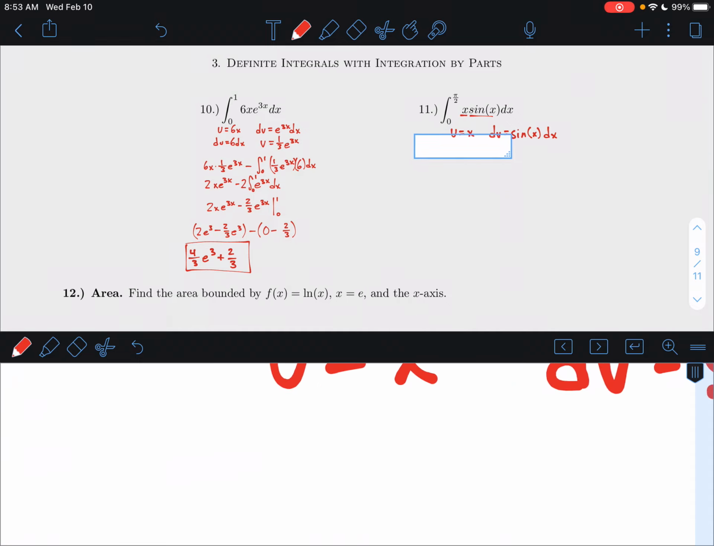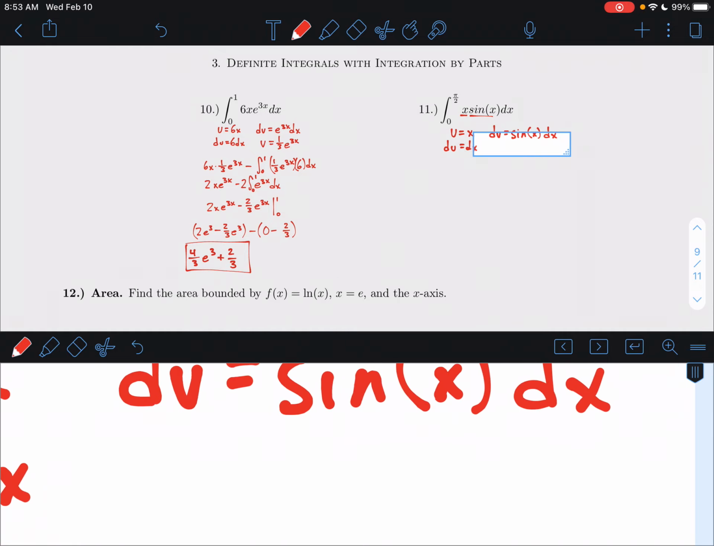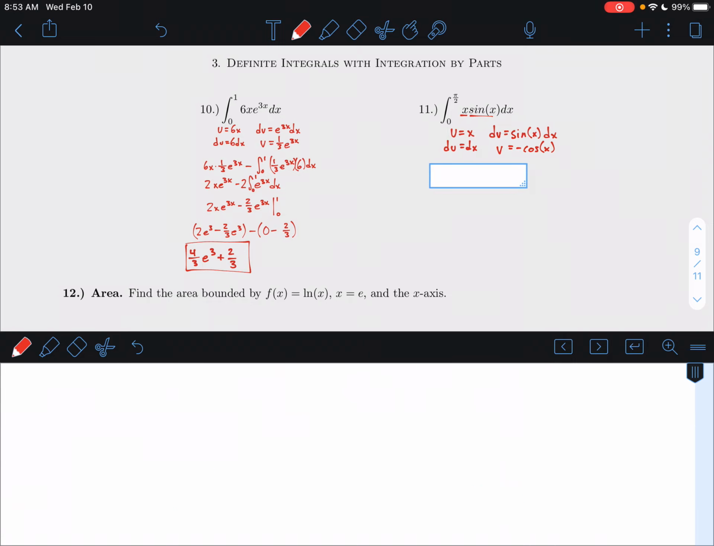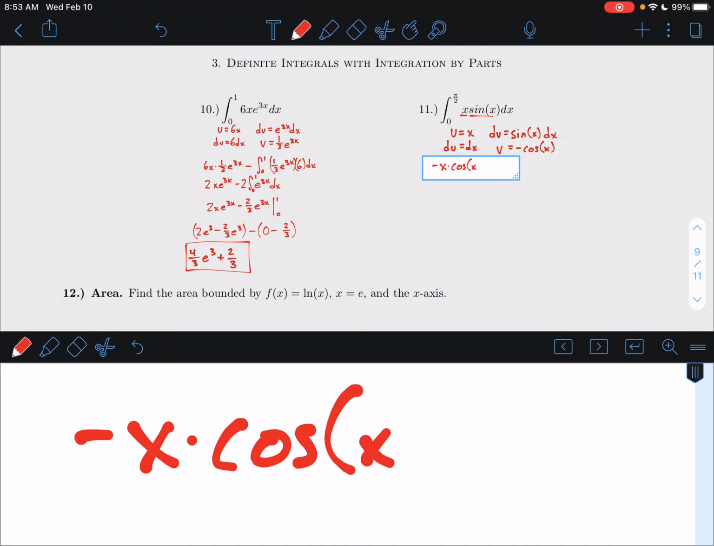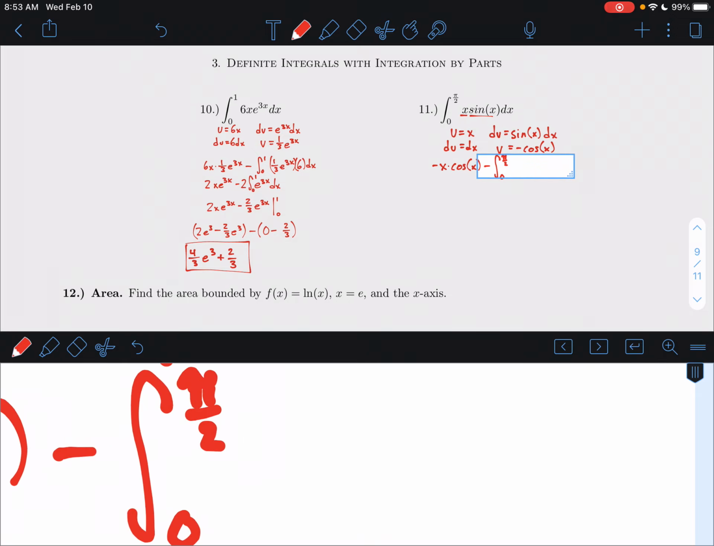So let's see. If u is x, then du is dx. And then if dv is sine of x dx, then v is going to be negative cosine of x. So I'm going to do u times v, so that would be x times negative cosine of x. So let's say negative x cosine of x minus the integral from 0 to pi over 2 of v du.